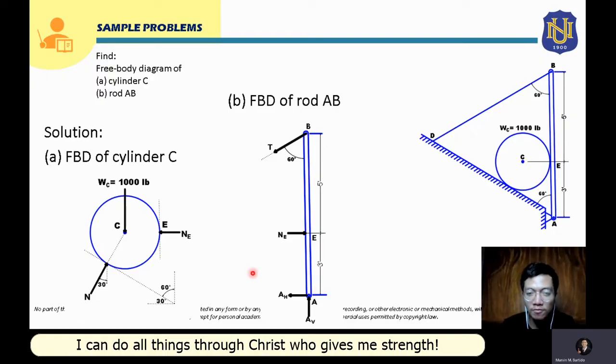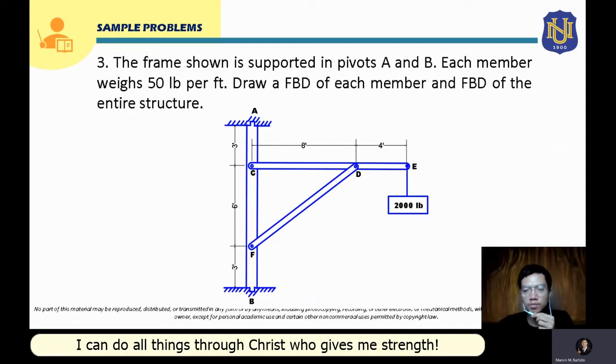Okay, so this will now be the free body diagram. Again, you have to show here the dimensions also. So this will now be the free body diagram of rod AB, and this will now be the answers for this problem. So now let's proceed to sample problem number 3.